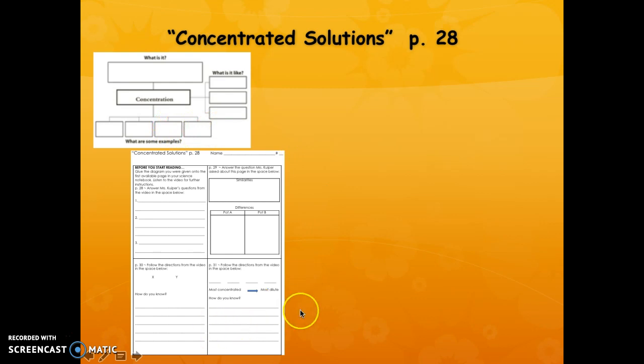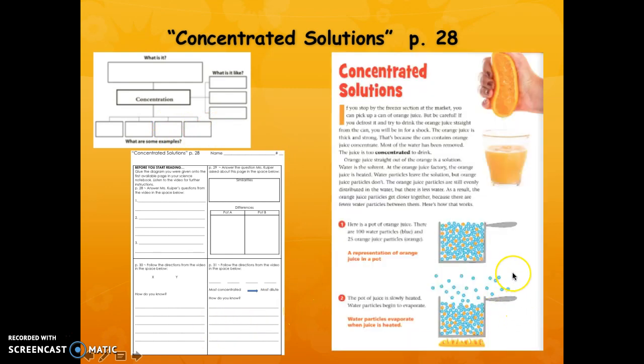All right, now we're going to be looking at page 28. And I'm going to be giving you some questions to answer in this part of your paper. So basically, if you stop by the freezer section at the market, you can pick up a can of orange juice. But be careful. If you defrost it and try to drink the orange juice straight from the can, you'll be in for a shock. The orange juice is thick and strong. That's because the can contains orange juice concentrate. Most of the water has been removed. The juice is too concentrated to drink. If you've ever opened one of those, you'll see it's really, really thick.